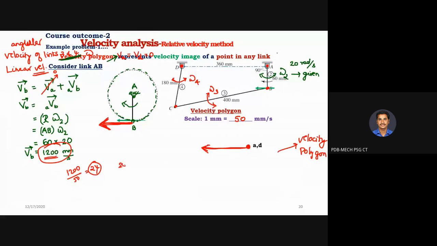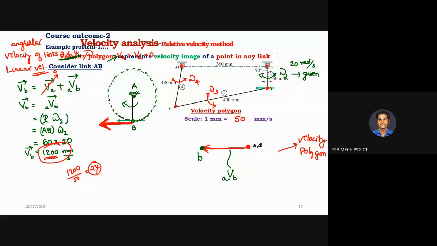So 24 mm is indicating 24 into the scale, how much? 50 mm per second. How much? 1200 mm per second. Okay, so the 24 mm is indicating a velocity of 1200 mm per second. What is this velocity actually? It is the velocity of point B with respect to A. That indicates 1200 mm per second. What is the end point? B, sir. Very good. So the end point is B.